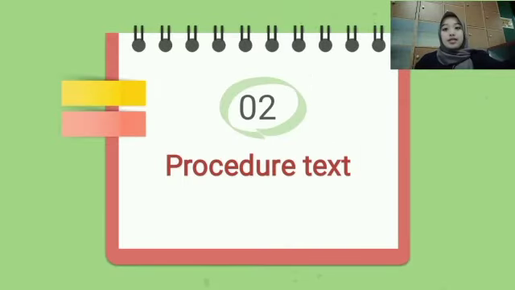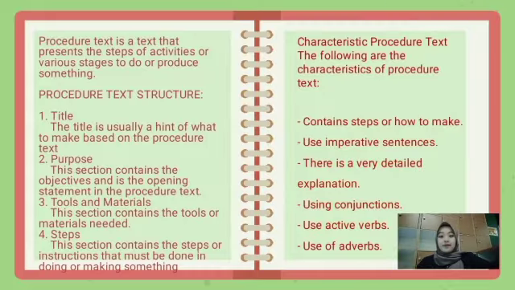Number two is procedure text. Procedure text is a text that presents the steps of activities or various steps to do or make something. Procedure text structure. Number one, title. The title is usually a hint of what to make based on the procedure text. Number two, purpose. This section contains the objectives and is the opening statement in the procedure text.